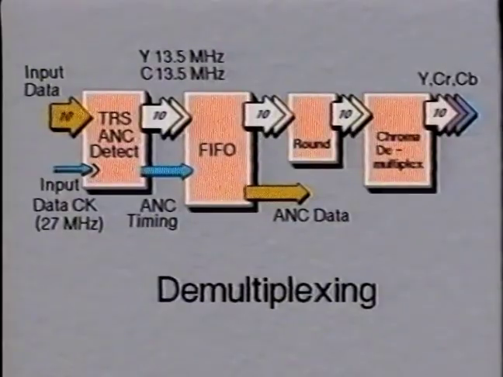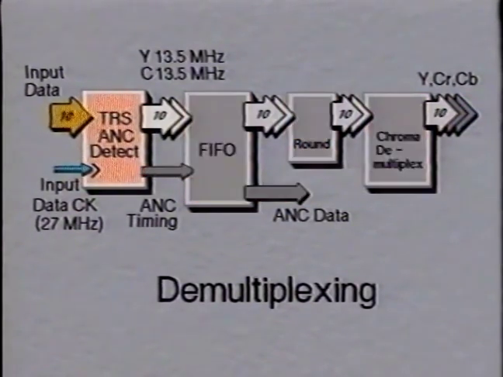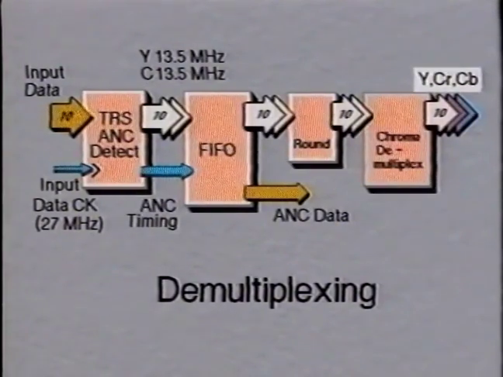The demultiplexing is done by the parallel interface decoder. The data is first detected and split into Y and C, both at the 13.5 MHz clock rate. A 2-bit ANC signal and ancillary data are extracted before the signals are decoded into Y, CR and CB.